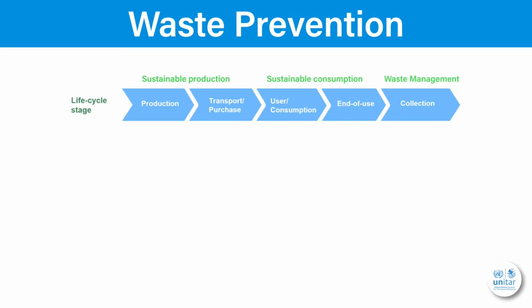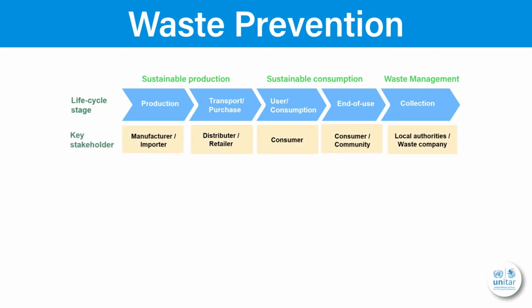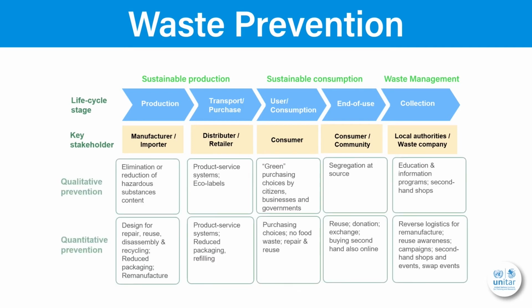At each of these stages, waste prevention policies and specific instruments can be used to target the specific key stakeholders involved, which are typically manufacturers and importers for the production stage, distributors and retailers for both transport and purchase stages, consumers for the consumption and end-of-use stages, and the local authority or waste company for the collection stage.